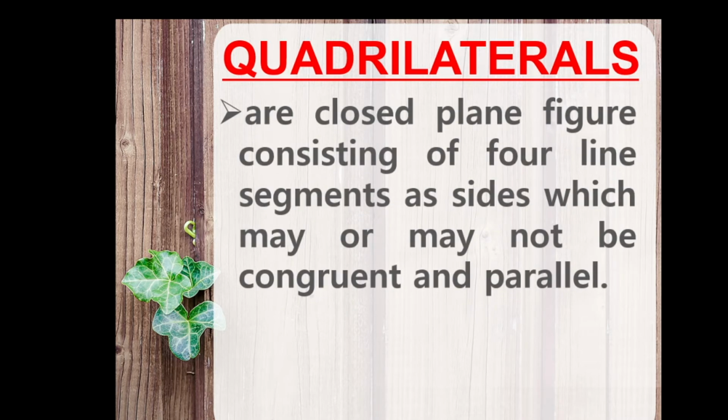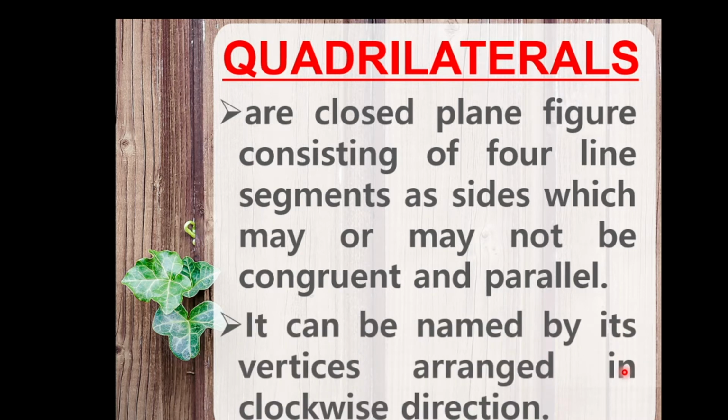Quadrilaterals are closed plane figures consisting of 4 line segments as sides, which may or may not be congruent and parallel. Take note that when we say parallel, these are lines or segments or rays which will never intersect no matter how far they are extended. While congruent means they have equal measures.